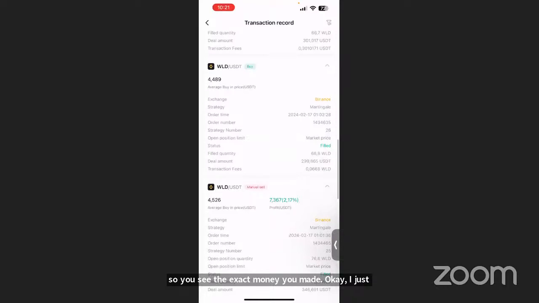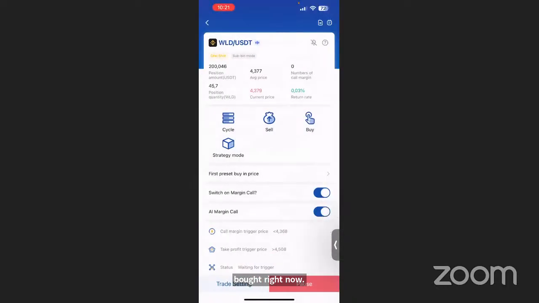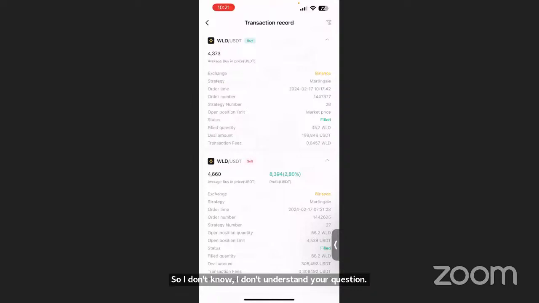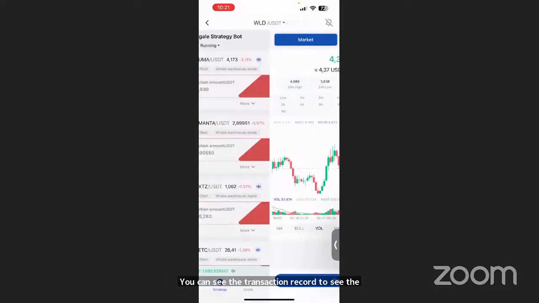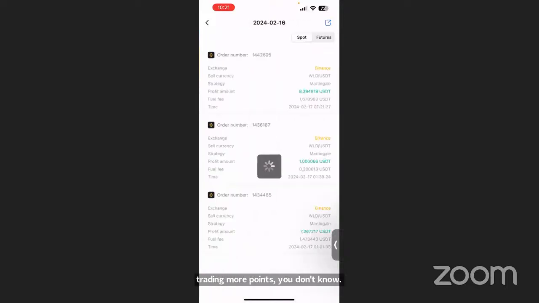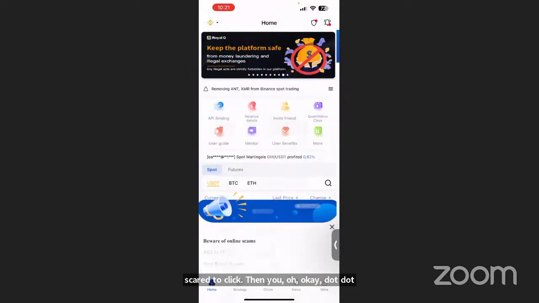So this is a transaction record. You can see the transaction record to see the profit you made. Plus, when you go to your revenue details, you also see. But if you are trading more coins, you don't know which coin gave you this profit, so click on it. Don't be scared to click. Then you see WLD. Then you are done.